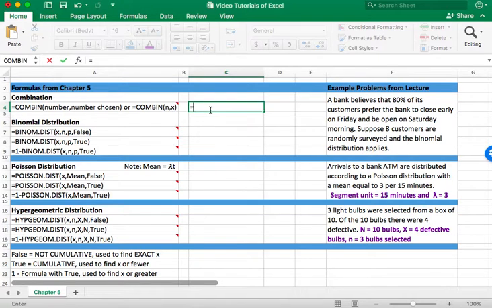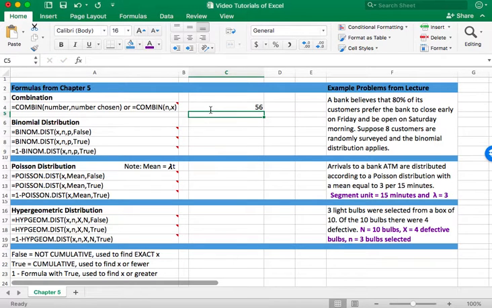Type in equal and then combine, and you'll notice that Excel will try to pre-populate what they think you want. Make sure it is the one that you are interested in, or you can type it out fully. Type parentheses start, then the number, in this case n equals 8, comma, our number chosen is 3 customers saying yes to Saturdays. Type in 3, and then close your parentheses and hit enter. You'll see that there are 56 ways that 3 out of 8 customers can agree to a Saturday opening.